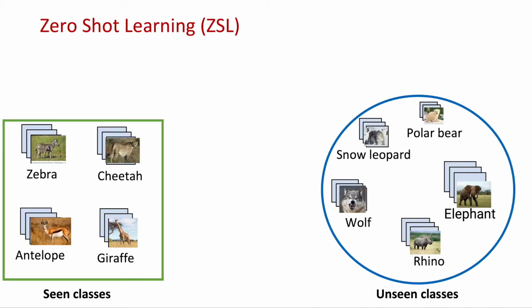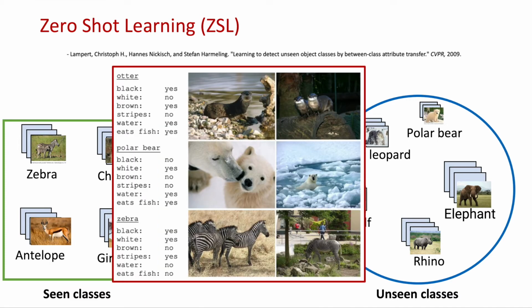What is zero-shot learning? Zero-shot learning is a classification protocol where the test set has a very different set of classes from what was seen in the training. Like the ones given here, if zebra, cheetah, antelope and giraffe are in the training set, an entirely new set of classes appear in the test set, like snow leopard and polar bear. In this setting, we are provided with extra information on how the classes in the training and test are related. This is given in terms of attribute class mapping.